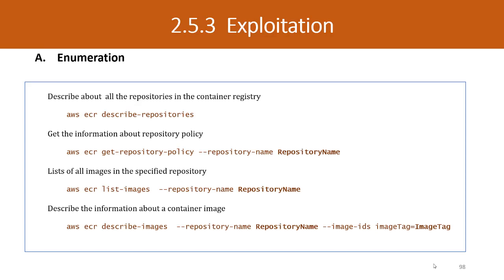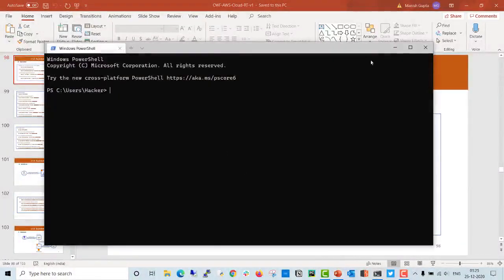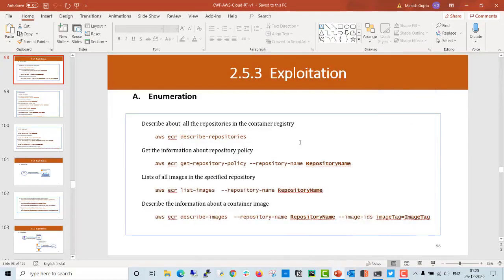Basically, a registry is used to store your Docker images. What type of image is there, how many repositories are there, what images are contained, and what the tag is. We'll discuss each and everything in this module. You can see I already configured my AWS CLI. One thing to note is that you need at least get as well as list permission on ECR. Once you have these permissions, you can enumerate the information.